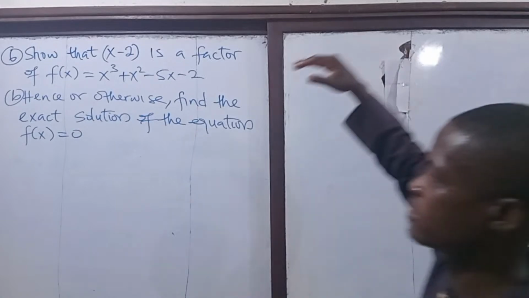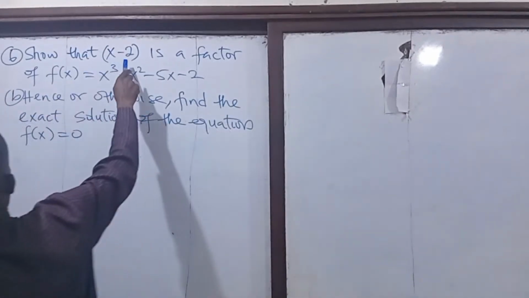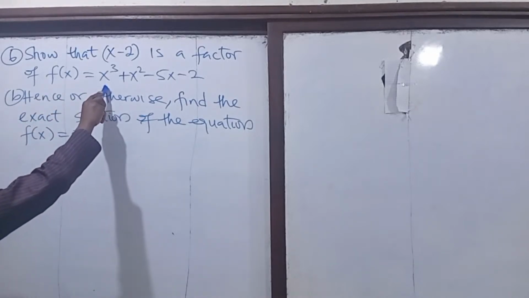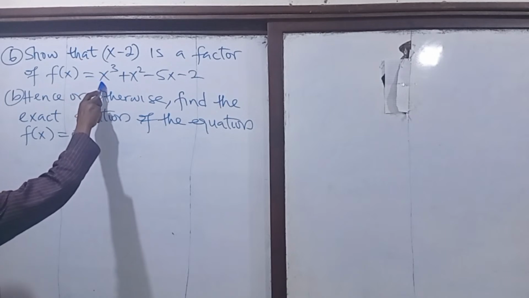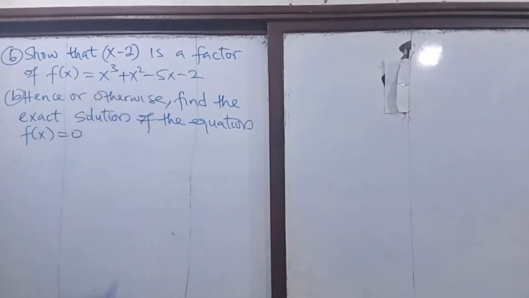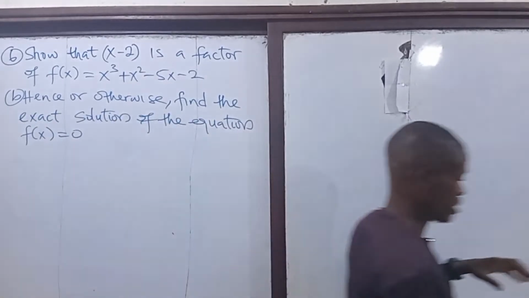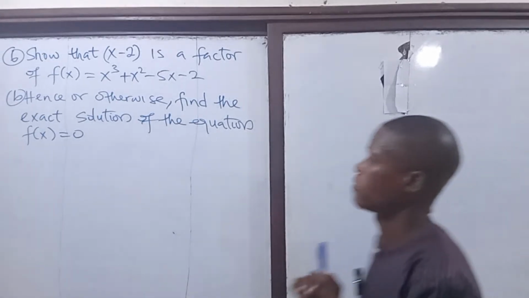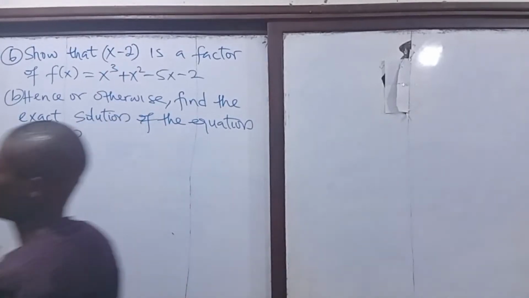We have question 6. Show that x minus 2 is a factor of f of x. The polynomial is f of x equals x cubed plus x squared minus 5x minus 2. Hence, or otherwise, find the exact solution of the equation f of x equal to 0.